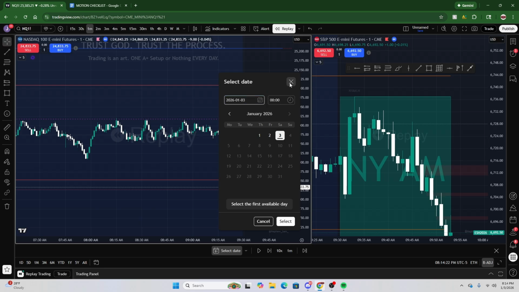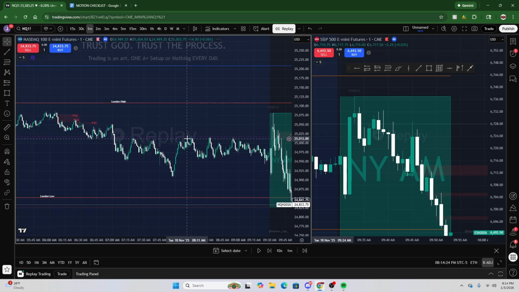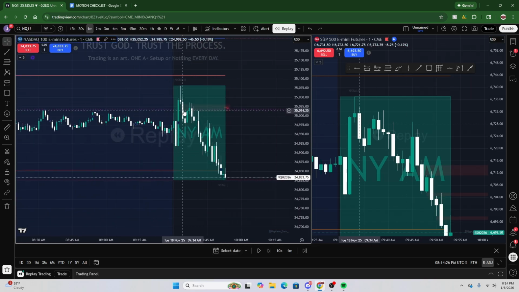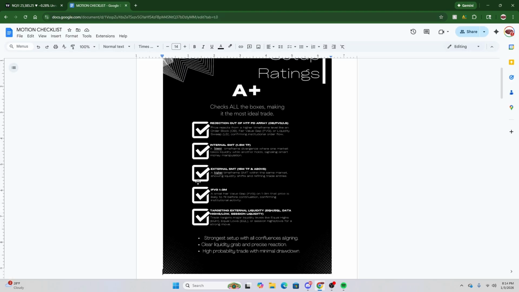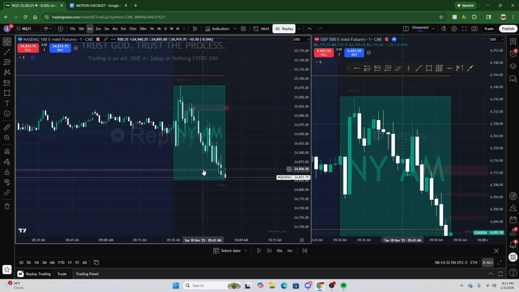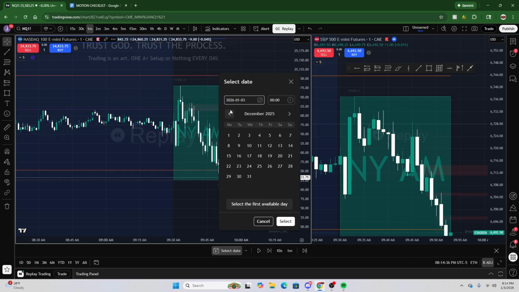So that was a good example of that. I waited for us to get some trending price action. We finally trend into a 3-minute, get our internal SMT and our IFEG, get an obvious target, and then we take it. Let's do one more day in November.